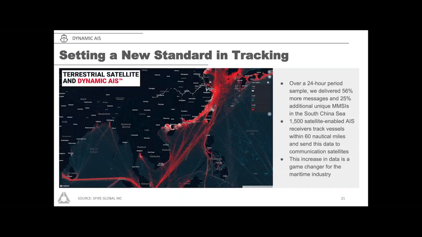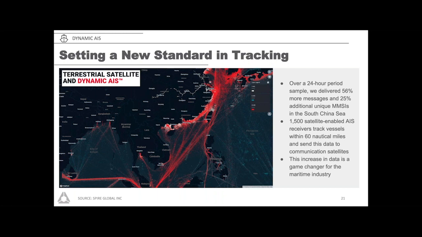So over a 24-hour period, we're setting a new standard in tracking. We deliver 56% more messages and 25% more unique MMSIs in the South China Sea alone. So that's a very common area. You can see the South China Sea at the bottom of this picture, and from Singapore to past Vietnam, all the way up to Taiwan, there's that whole area that's extremely high traffic from ships going from the Persian Gulf to Asia or Asia to Europe, Africa, etc. And that's not near land.